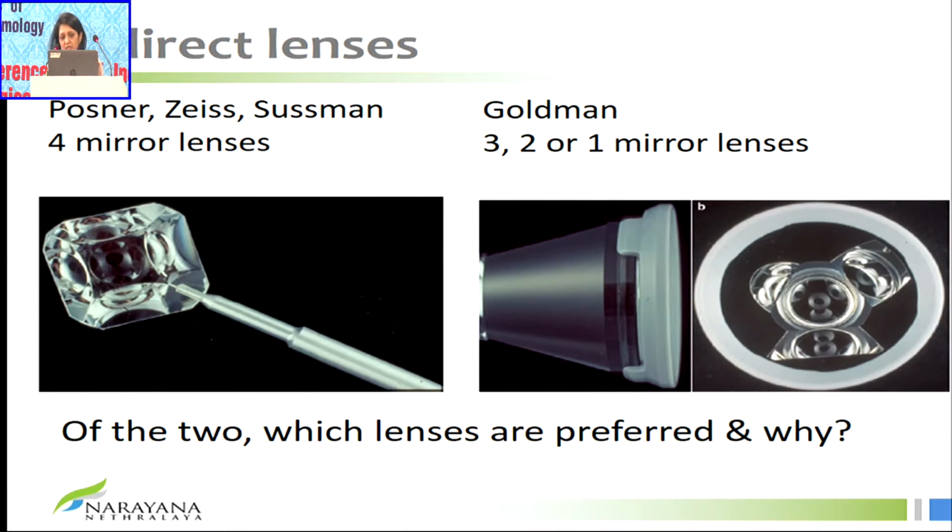Indirect lenses in the clinic are of two types. You have the 4-mirror lenses and you have the Goldmann lenses. Examples of the 4-mirror are the Posner, Zeiss and the Sussman. Goldmann has 3, 2 or 1 mirror lenses. Now which of these lenses would you prefer to use, and why would you prefer to use it?